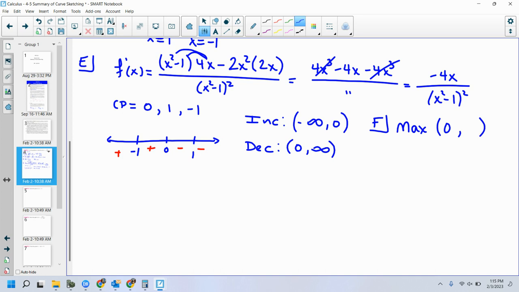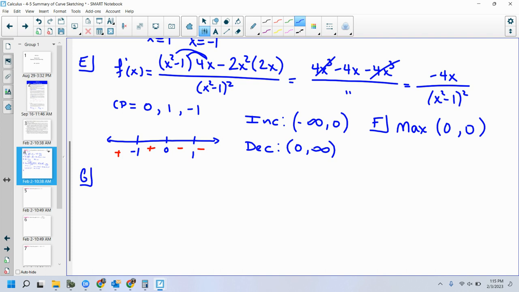Now, what's the y value at 0? You don't even need to. 0, 0. It was your intercept. If you needed to, you could plug it into the original, but we've already done that. Okay, let's take a look at part G then.